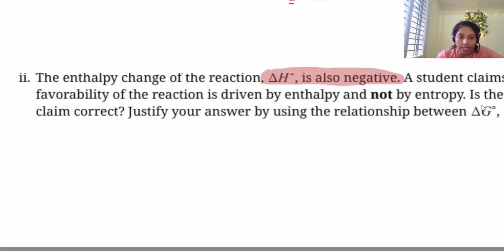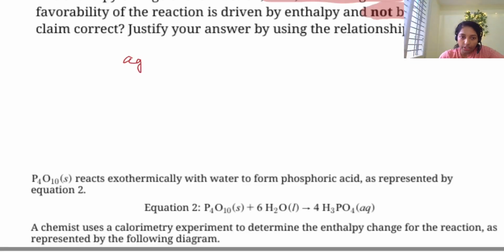Then the next part: the enthalpy change for this reaction is also negative. Then the student is claiming that the driving force, the favorability of the reaction, is not entropy, it is enthalpy. Okay, do you agree with that? We can agree with that, right? The claim is correct. And you know the spontaneity is determined by two factors. One is delta H and the second factor is delta S, and the combined effect is what we call delta G.